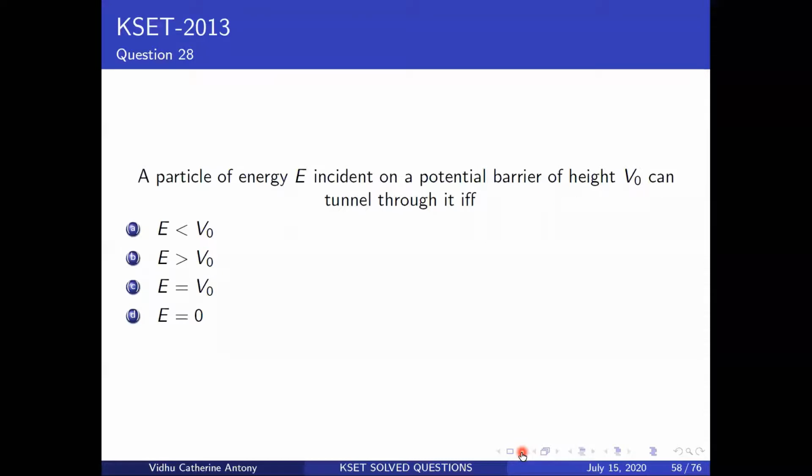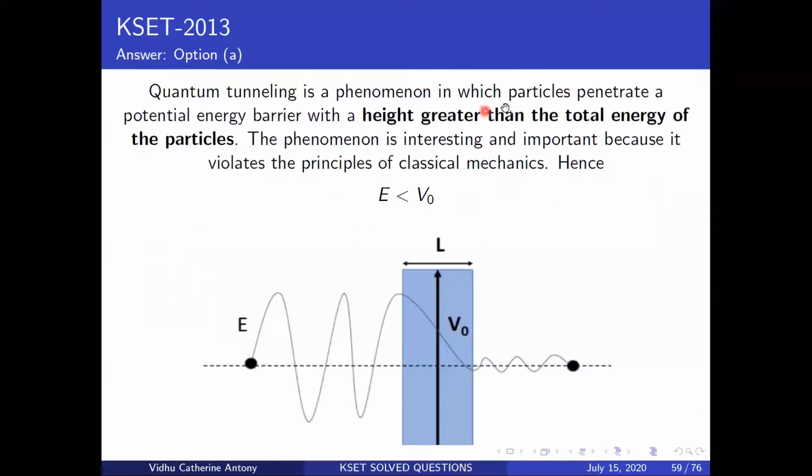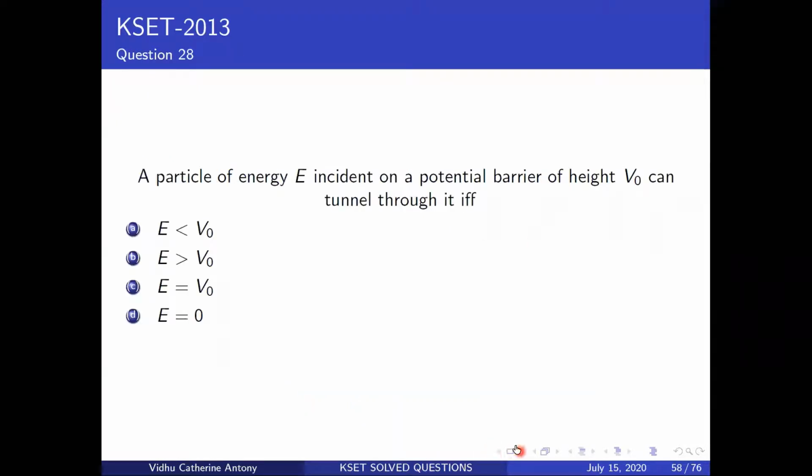Quantum tunneling is a phenomenon in which particles penetrate a potential barrier with a height greater than the total energy of the particles. So your particle has an energy E, and it can tunnel through even though the barrier potential is greater than your E. So your E is less than V0. That is option A, right?